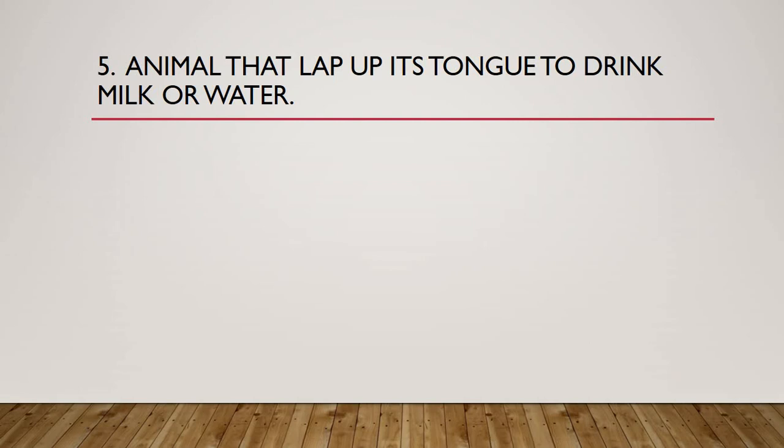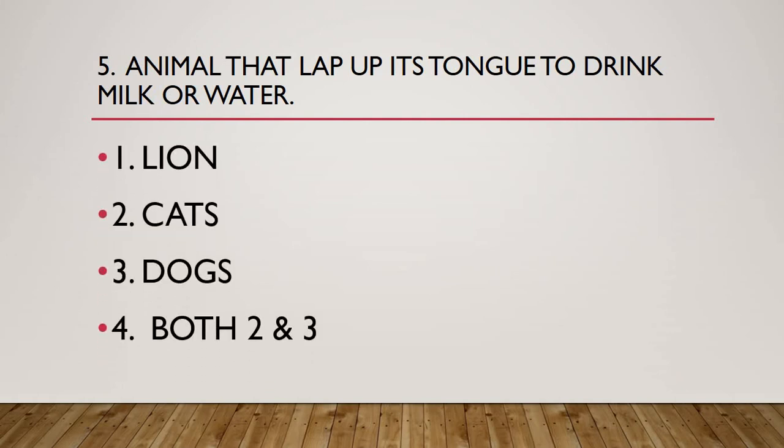Number 5. Animal that laps up with its tongue to drink milk or water, means they use their tongue to lap up the milk or water. So which animal is it? Lion, cats, dogs, both 2 and 3. So here one more variety of option I have given you, which you can see in the exam of FA1. Lion, cats, dogs, option 1, 2 and 3, and option 4 contains both 2 and 3.